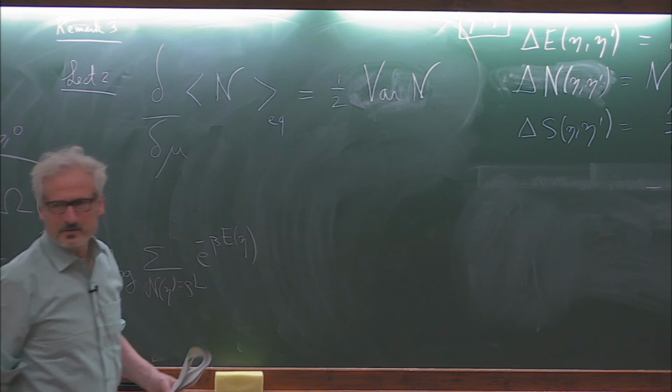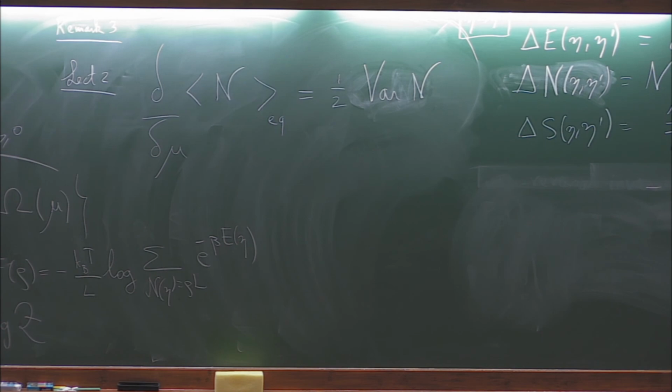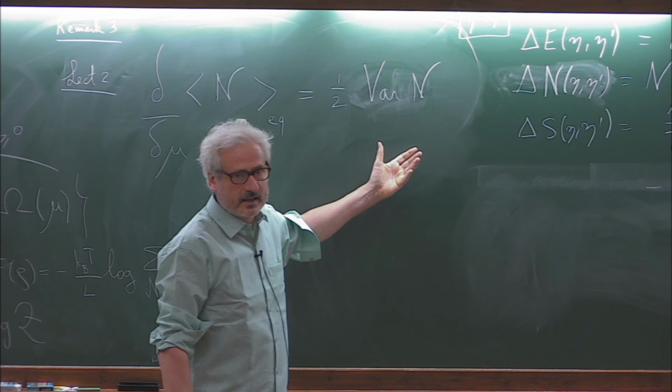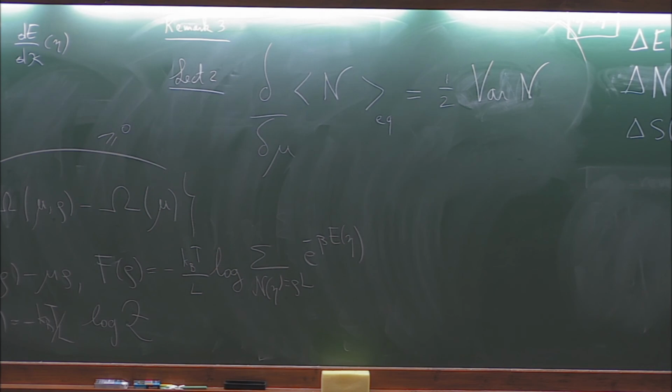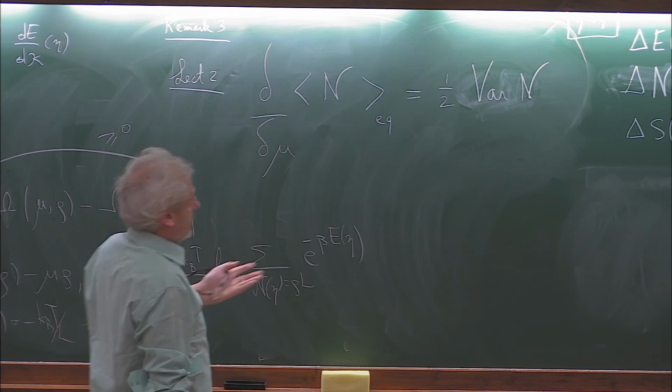But this is a remarkable formula, because the variance, the spread in the number of particles in equilibrium, gives you information about its sensitivity to the chemical potential. That's an example in equilibrium of what is called a fluctuation relation, because it is the spreading in a quantity which is related to a response quantity. You know this also from specific heat, which is related to the spreading in the energy. So the variance in the energy gives rise to specific heat. Here the spreading in the number of particles gives rise to the response of the number of particles to the chemical potential.